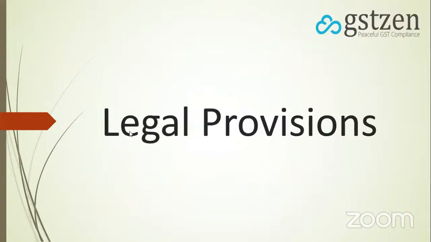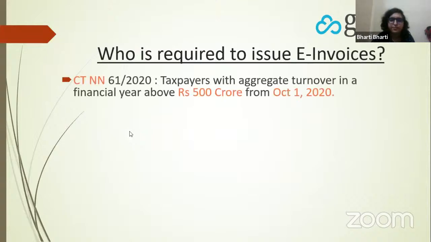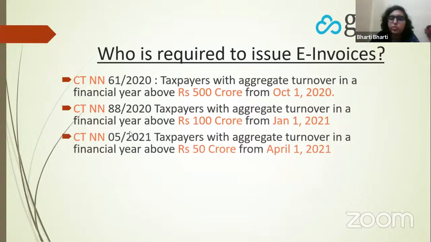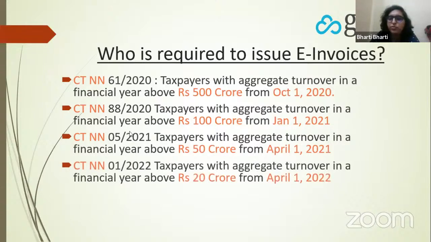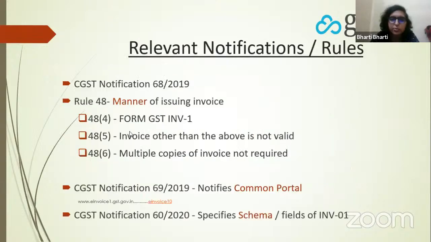Okay, now let's continue. Let's look at the legal provision. Who is required to issue e-invoices? As per notification 61/2022, those above 500 crores were supposed to generate e-invoices from 1st of October 2022. And as per notification 17/2022, the taxpayer whose aggregate turnover is above 10 crore is supposed to generate e-invoices from 1st of October 2022.